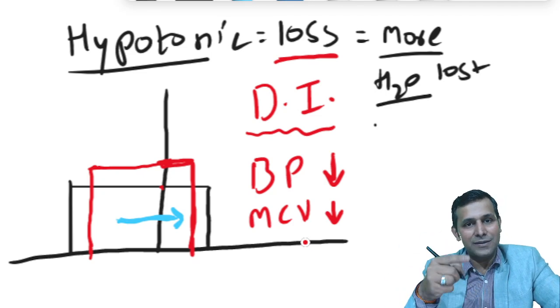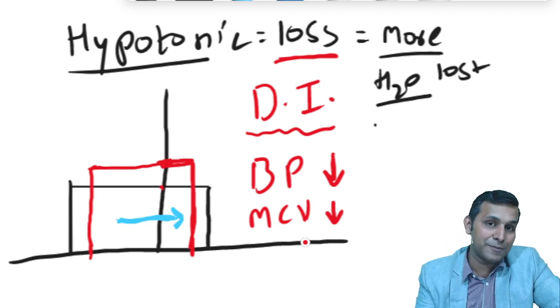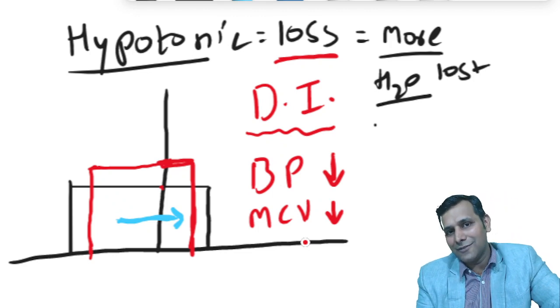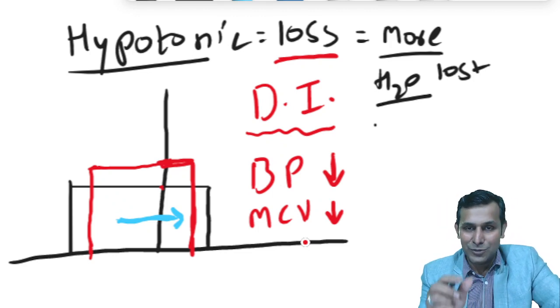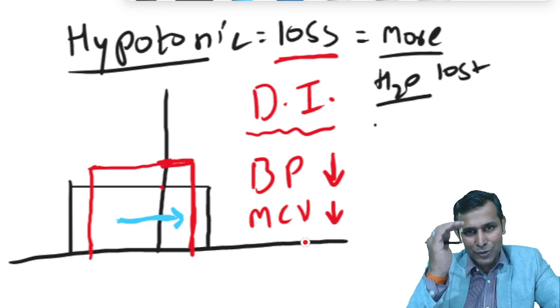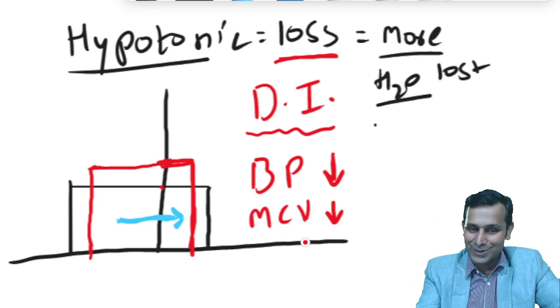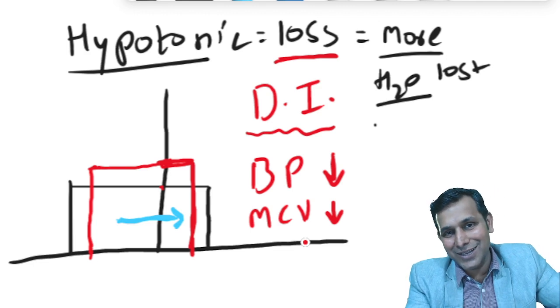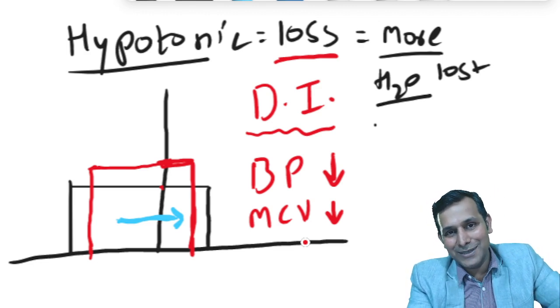as opposed to the previous one where BP increases, MCV increases. Here BP decreases, MCV decreases. That is mean corpuscular volume or mean cell volume. So the volume of the RBC is also decreased and blood pressure also decreases. So this is a very interesting change in the hypotonic environment.